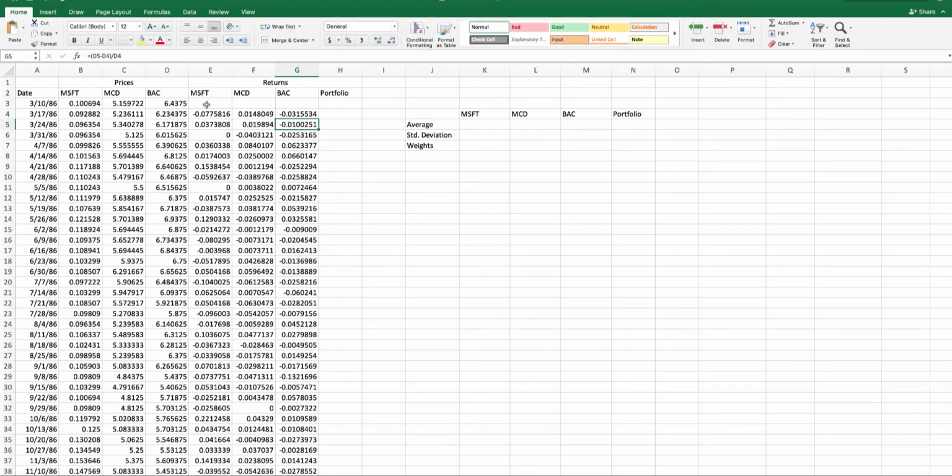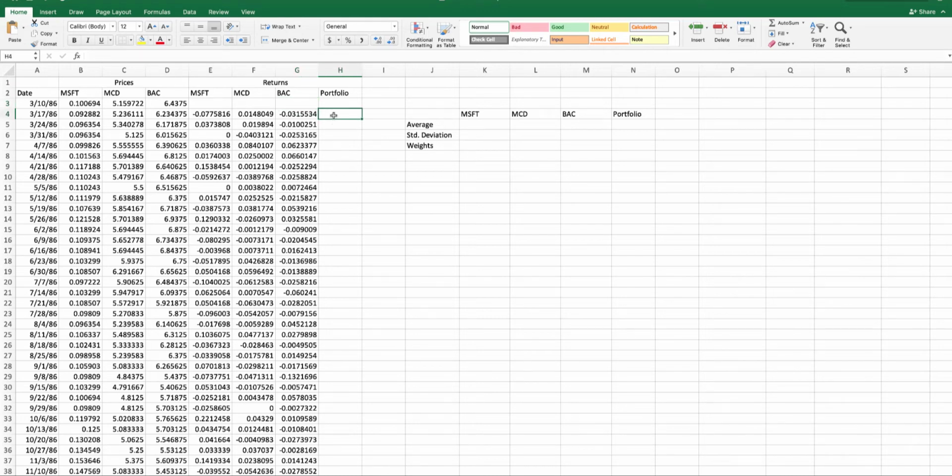You may have noticed that we did not fill these cells over here. This is because if we wanted to calculate the return for this week, we would need the price information from the week before. We don't have that, so it's not possible to compute the returns for that week. So whenever you're calculating return, you always get n minus 1 returns. If you have n prices, you'll get n minus 1 returns.